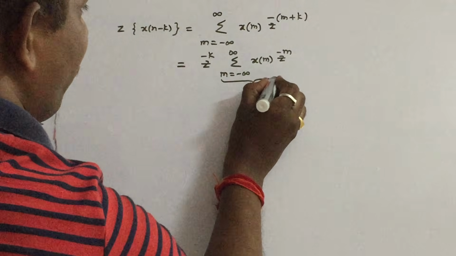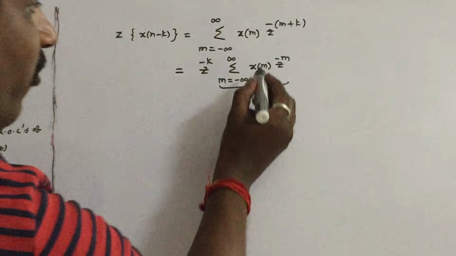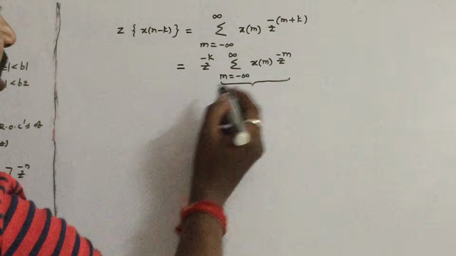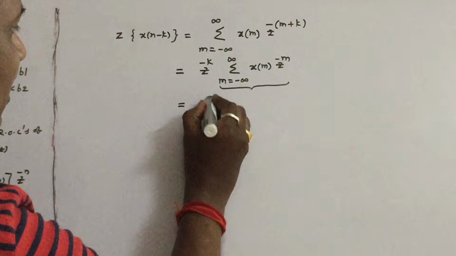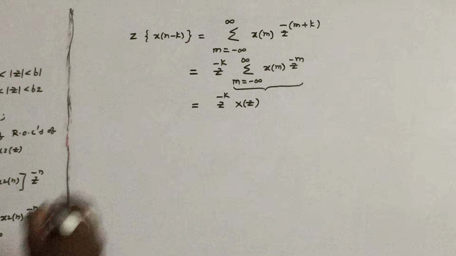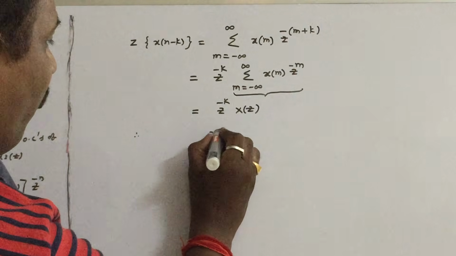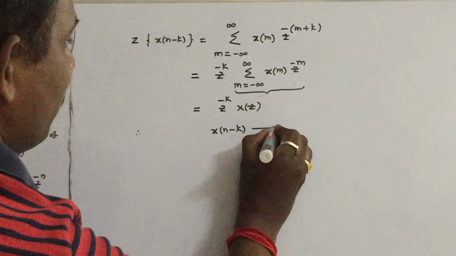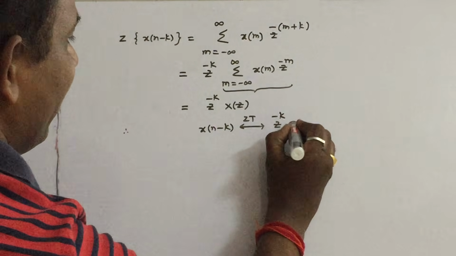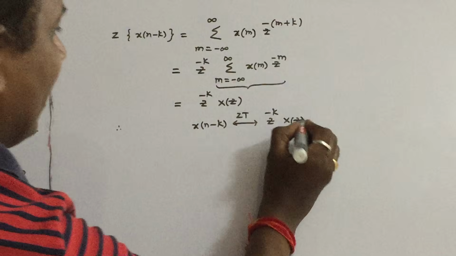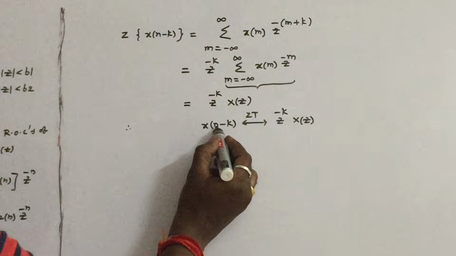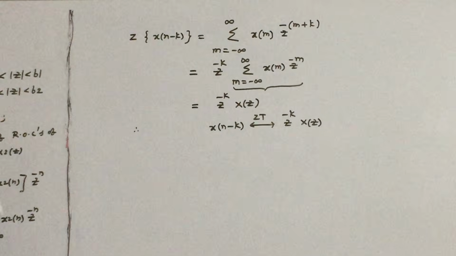So what is this? This is the definition of Z transform of x of n, x of m or x of l, anything. The answer will come as a function of z. So therefore the answer for this is z power minus k into X of z. So therefore what we can write finally? X of n minus k, time shifted signal, Z transform is z power minus k into X of z. For example, x of n minus 2, z power minus 2 into X of z. X of n minus 3, z power minus 3 into X of z.